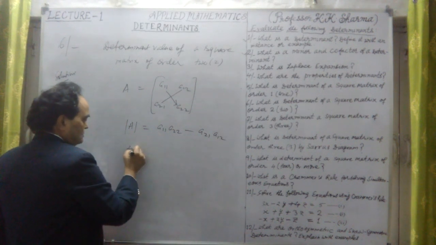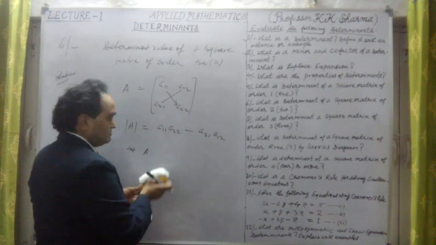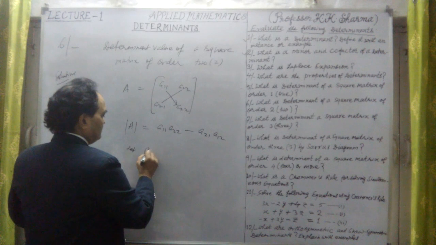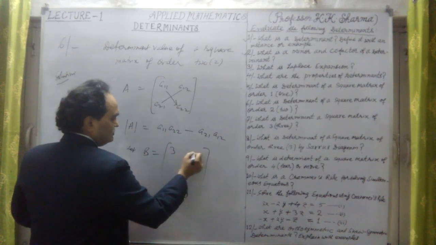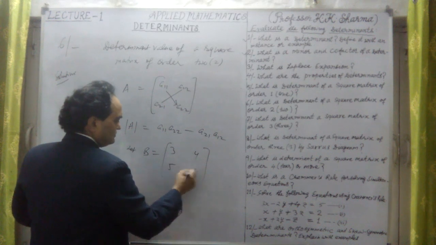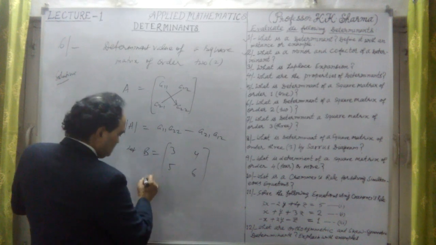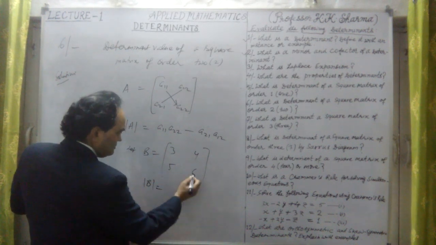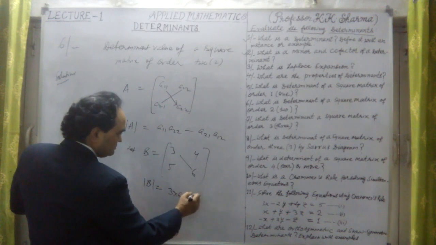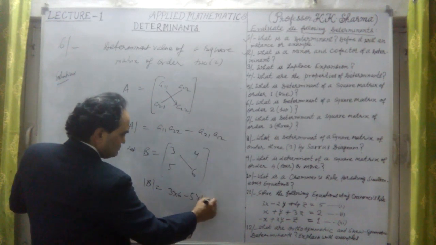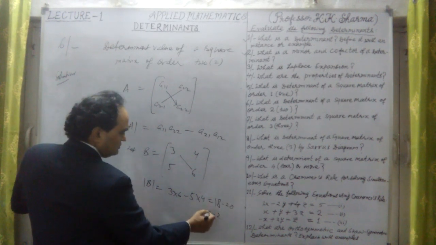Let me take a numerical value. Let me take B here. So this is the matrix 3, 4, 5, 6. The determinant value of B will be 6, 3 are 18. This is 3 into 6 minus 5 into 4. That means 18 minus 20. That is minus 2, the answer.